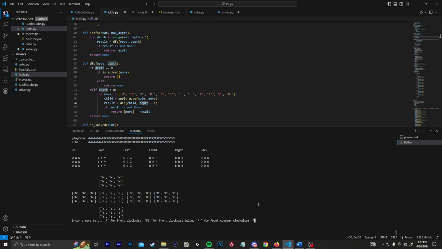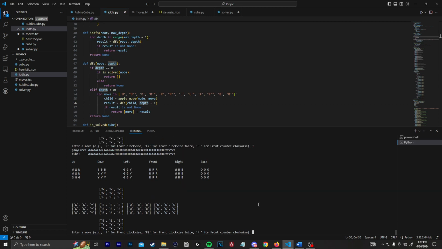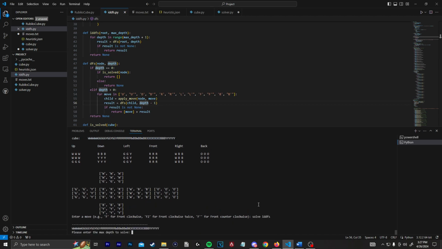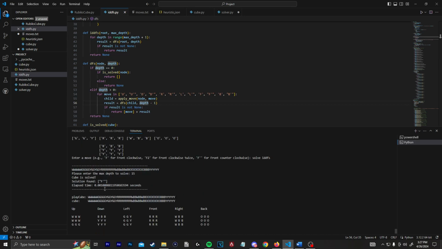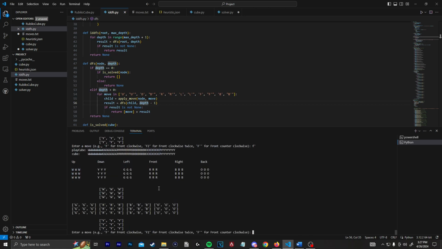If I apply the move front, right, it just turns the front face, and I solve using IDFS. I set the depth to 15, though I don't need to because it's only 1. You can see it only took 0.001 seconds, and I found a solution. Here's my solution: F counterclockwise. So I apply F counter, and again, we get the solved move.